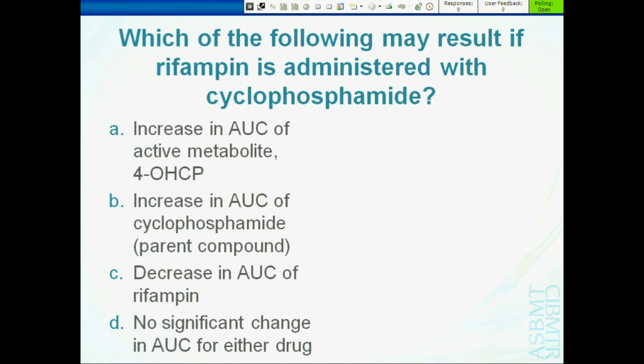So our next audience response question: which of the following may result if rifampin is administered with cyclophosphamide? A, increase in the AUC of the active metabolite 4-hydroxycyclophosphamide. B, increase in the AUC of cyclophosphamide, the parent compound. C, decrease in AUC of rifampin. Or D, no significant change in the AUC of either drug.